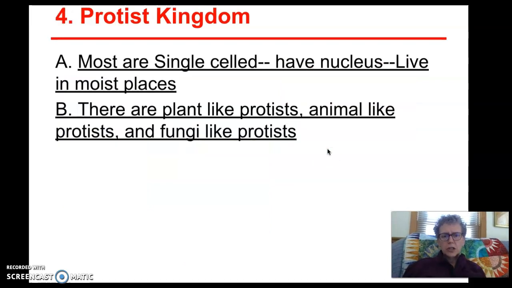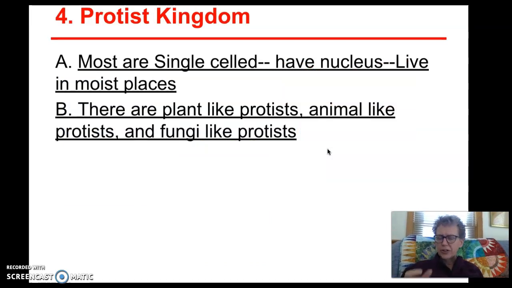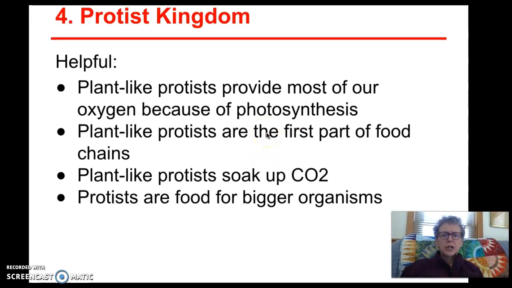Our next kingdom is the protist kingdom. These are pretty cool. These guys are single-celled, so that means they're only one cell big. Each protist will have a nucleus, and they like to live in moist places. They like to live where it's wet. And there's different kinds of protists. There's plant-like protists that can make their own food, animal-like protists that have to catch their food, and fungi-like protists that behave like decomposers.